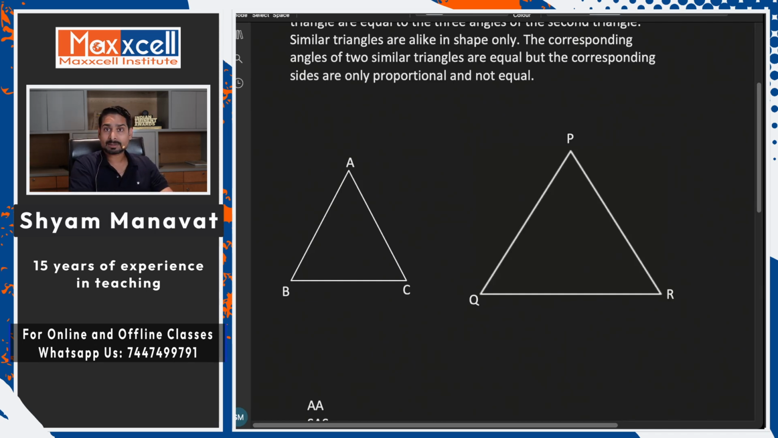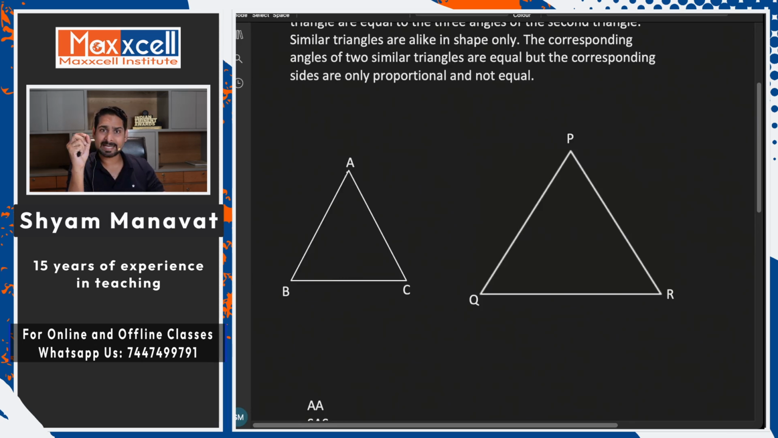Now, how does this work in triangles? In triangles, let's say you have triangle ABC and PQR. I have purposely taken these two triangles which are not equal size-wise, but their angles and slopes should look the same. So how do you prove it? Like I gave you the example of the actual Eiffel Tower and a showpiece of it, how do you say that they are actually similar?